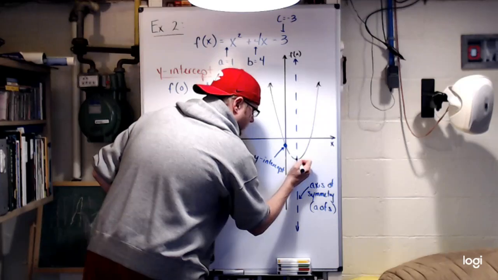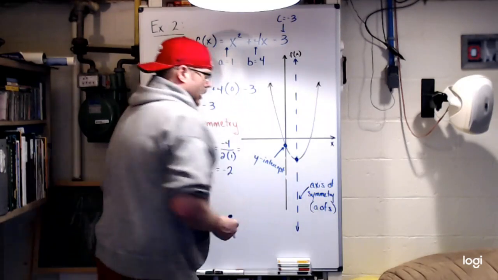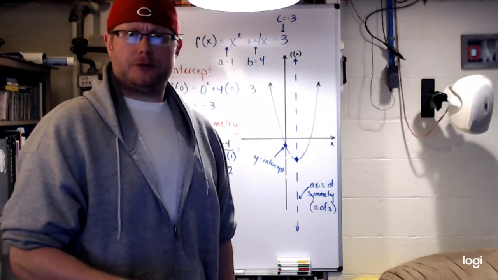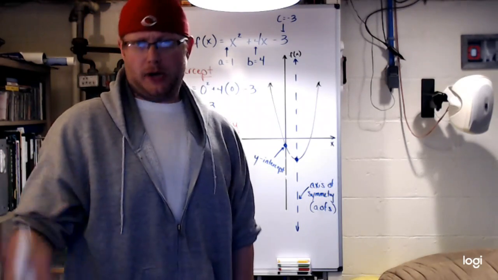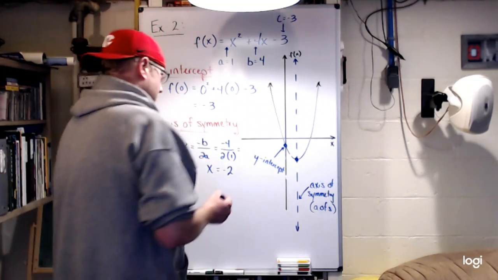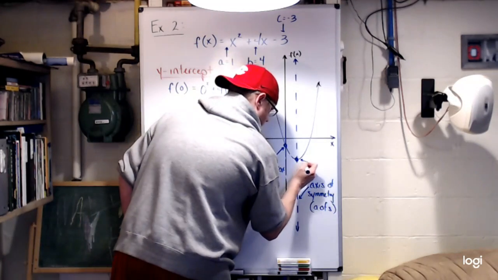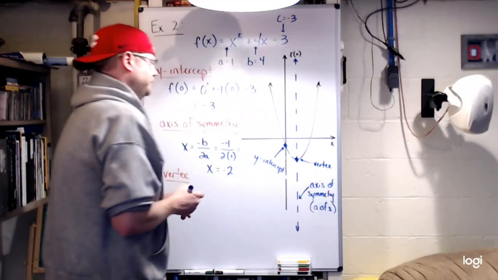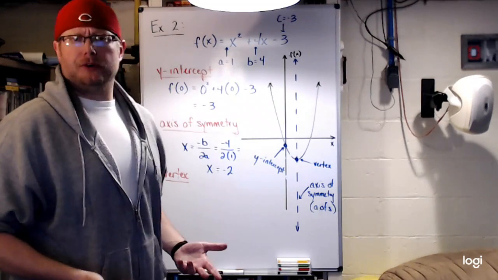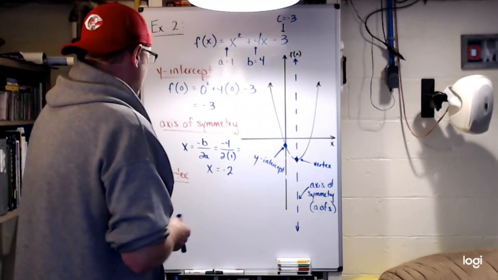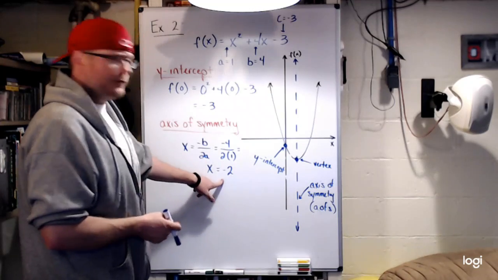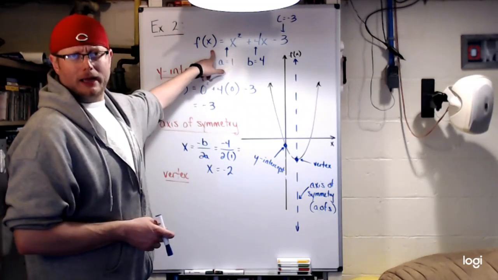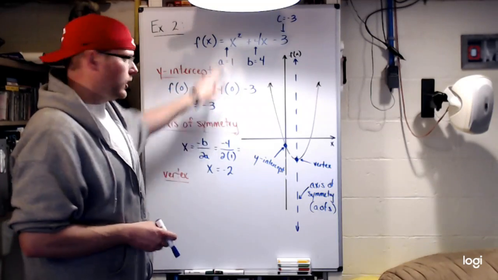In this case, it's going to be right here. Another way to look at it is it's where your axis of symmetry and your parabola meet each other, right? So that's your vertex. Finding your vertex is pretty darn easy. All you do is take whatever value you got for your axis of symmetry, plug it back into your function for x. So watch what I do here.